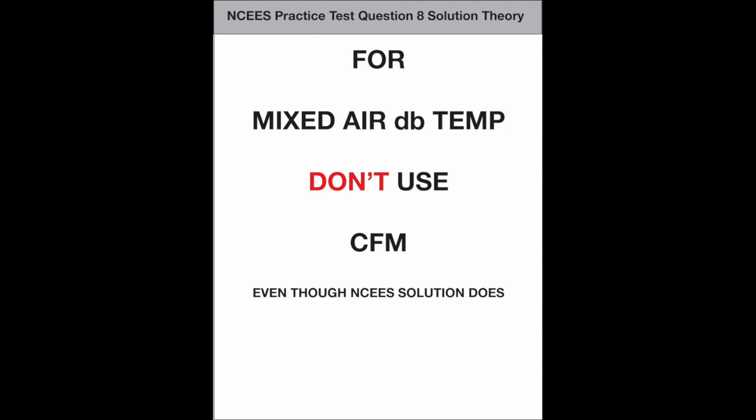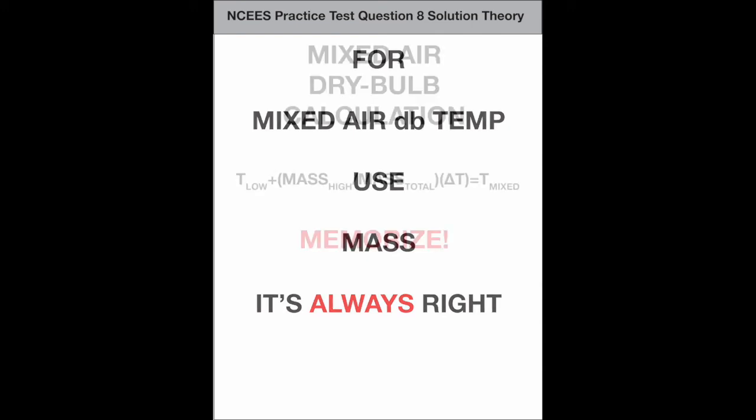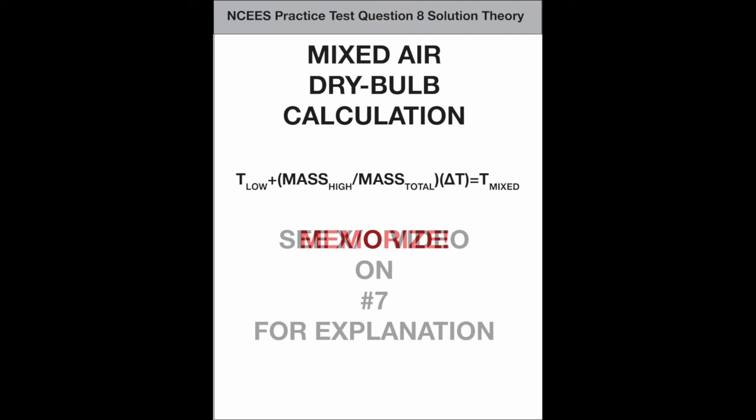Don't use CFM, even though the NCEES solution does. It's a dangerous approximation method that can be wrong at times. See question 57 for an example of this trap. Using mass always gets it right. You should have the mixed air dry bulb temperature equation memorized. See the ExOverZero video on question 7 for a full explanation of this equation.